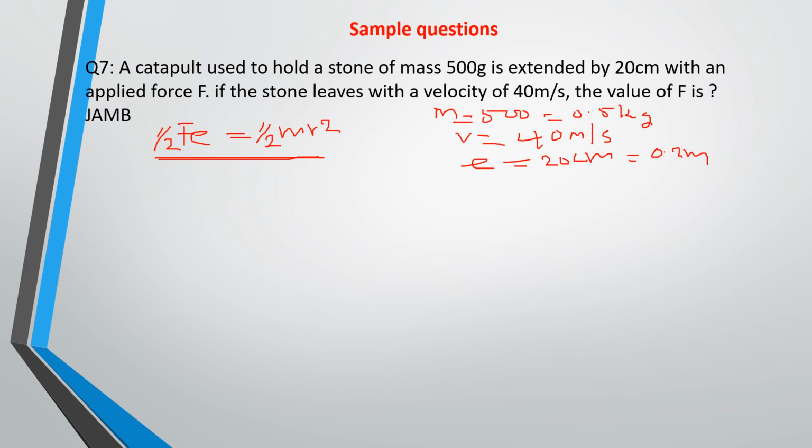So you can actually substitute all these values into this equation so that you will have half F times 0.2 is equal to half times 0.5 times velocity squared.